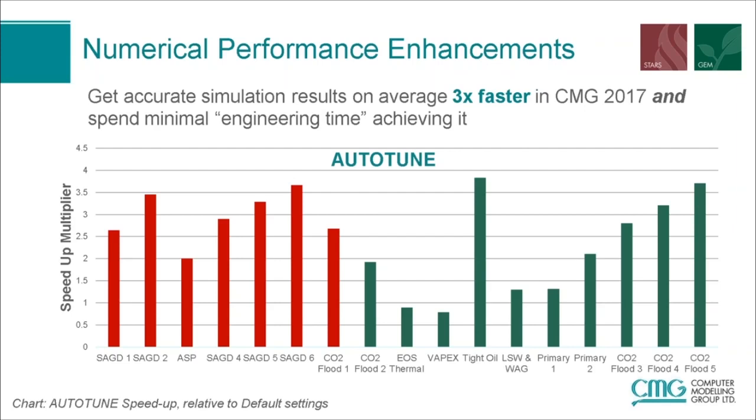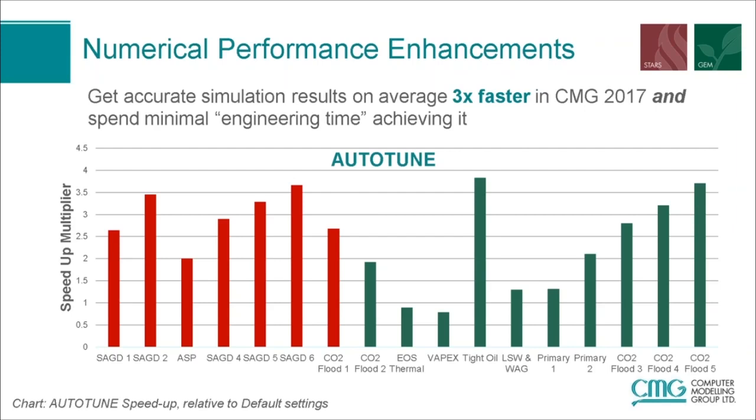And so we can see from the x-axis that a wide range of processes do benefit from using AutoTune. For example, in STARS, we have several SAGD data sets represented here, as well as a chemical EOR process being an alkaline surfactant polymer flood. And then in GEM, we're seeing consistent speedups, for example, for CO2 flooding, as well as primary production and tight oil or unconventional cases.